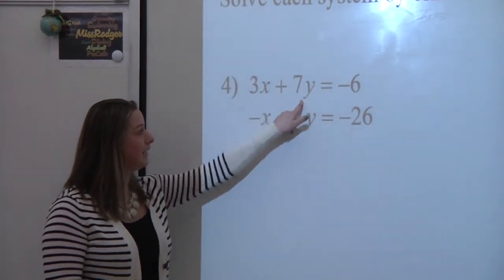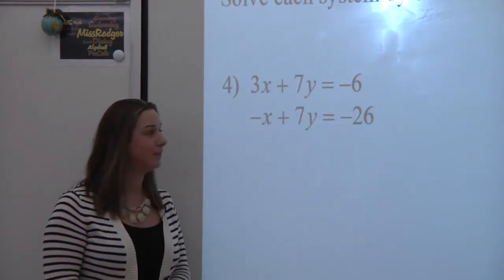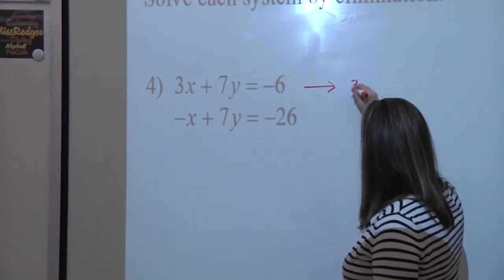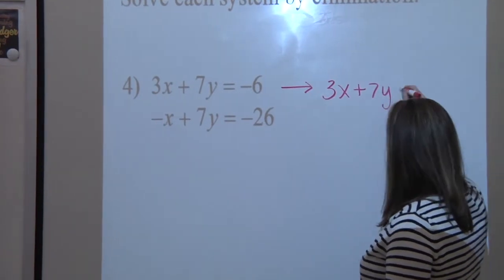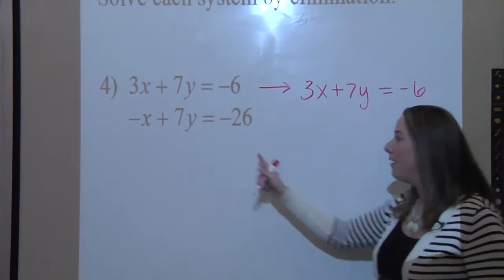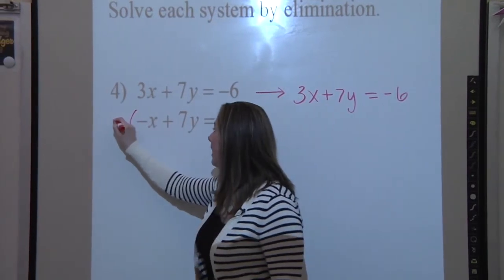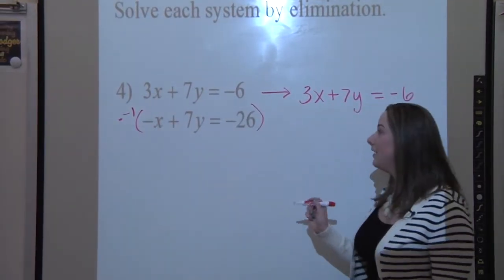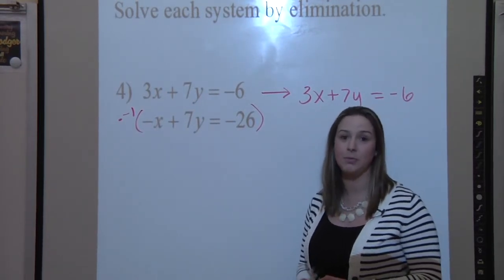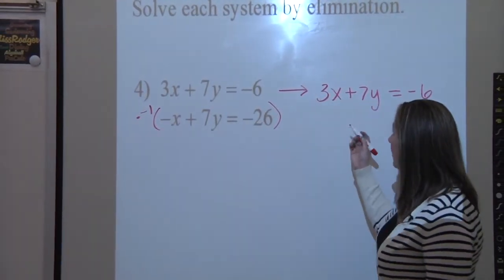So what can we do? Well, we could eliminate 7y and 7y if we were to multiply one of these by negative 1. Let's do that. I'm going to keep the first equation how it is. However, I'm going to multiply the second equation, the whole equation, by -1. This is going to allow me to transform this problem into a type 1 problem, which is the previous problem we just worked on.